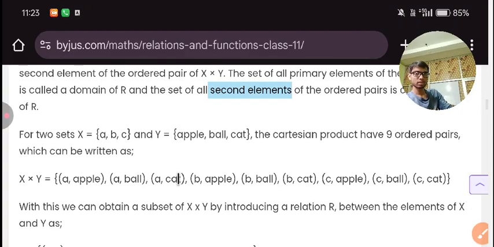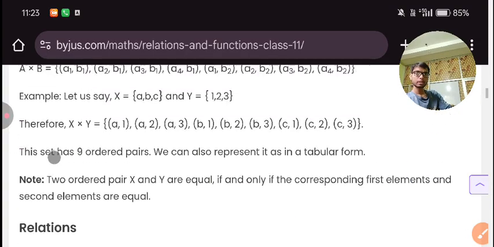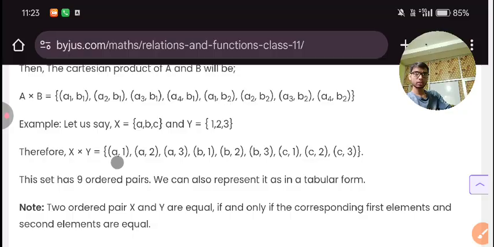What is the meaning of this? Here I can directly tell you. So here this A, B, C, all these are x, and this will be the domain. And here this y, 1, 2, 3, all these are the range of the relation.